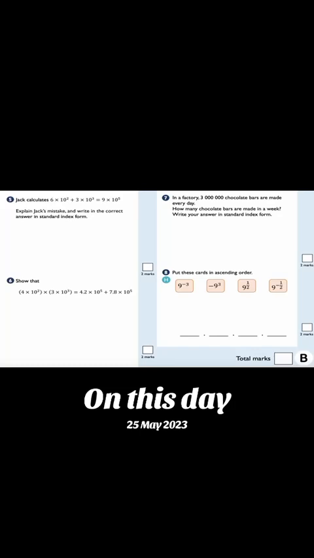Question number 5. Jack calculates 6 times 10 squared plus 3 times 10 cubed equals 9 times 10 to the 5. Explain Jack's mistake and write in the correct answer. Well, when you're adding in standard form, guys, first of all, I can't just add the numbers. It has to be in the same base power for me to add. If I'm adding numbers in standard form, the powers need to be the same. Because the powers are different here, I can't just add them.